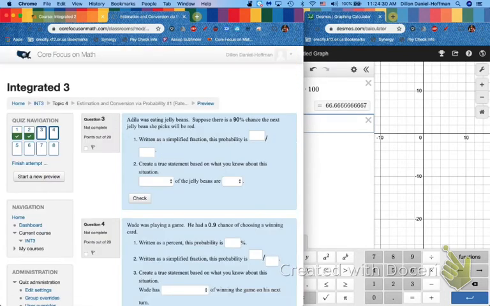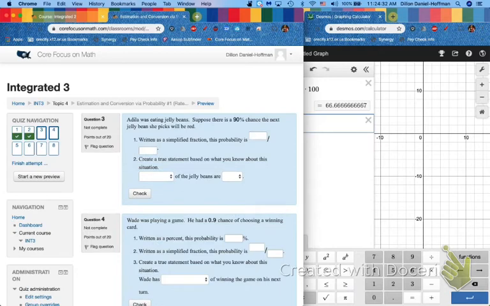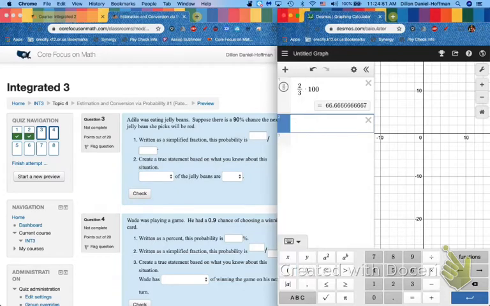All right. Number 3. Adilla, I'm a Dylan, so Adilla, Armadilla, was eating jelly beans. Suppose there is a 90% chance the next jelly bean she picks will be red. Written as a simplified fraction, this probability is... All right, reducing fractions in here. So 90% is 0.90, and 0.90 is 90 over 100.